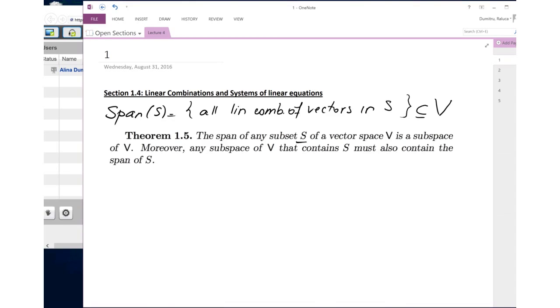But something that I don't know if I mentioned last time, the set S itself has to be a subset of its span. Do you see why that is the case? How can you see a vector in S as an element of its span?